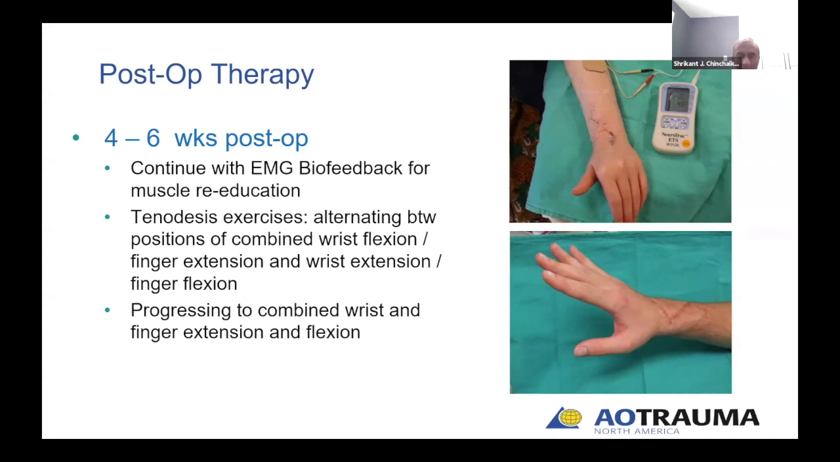But as some of these patients' job requirements include that they have to use their wrist in an extended position and fingers in an extended position, it's important for us to look at their vocation and avocational activities, and based on that, we can progress them to perform combined wrist and finger extension and flexion. So that means wrist extension, finger extension, wrist flexion, finger flexion. I think that is an important part of post-operative hand therapy.